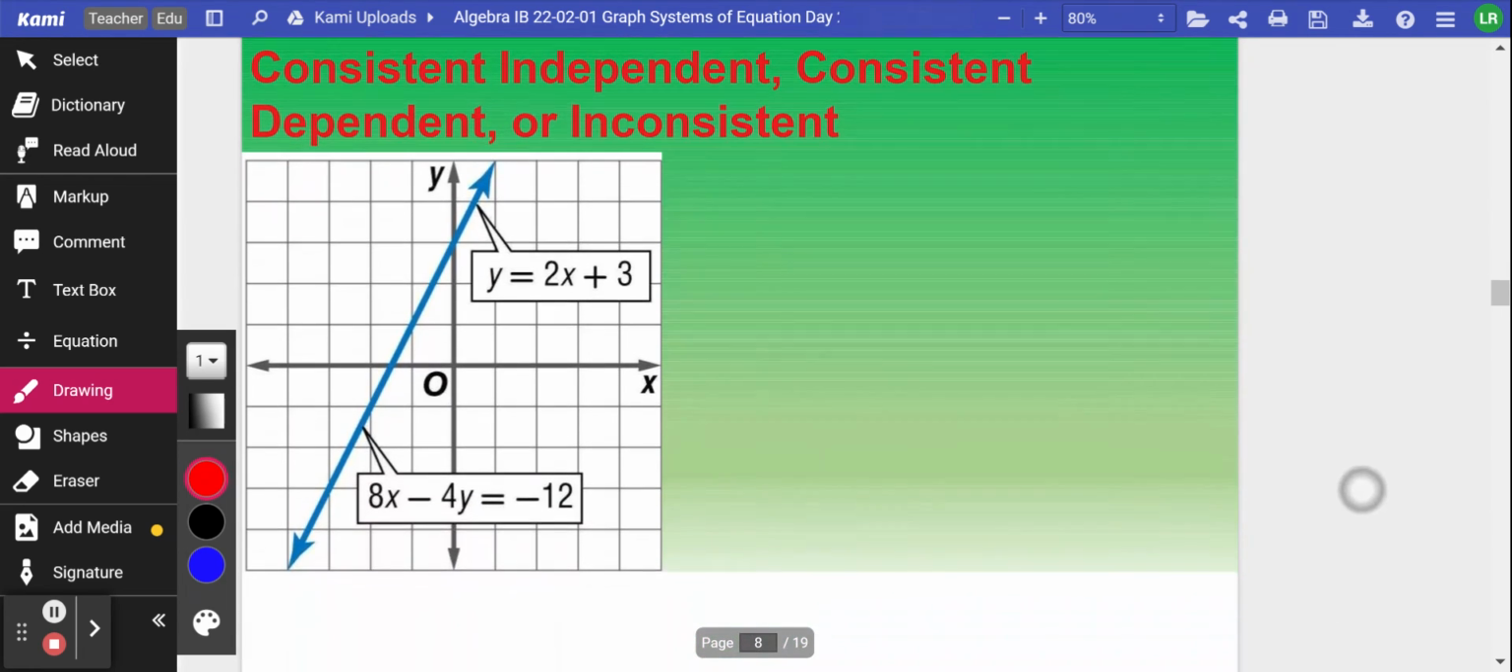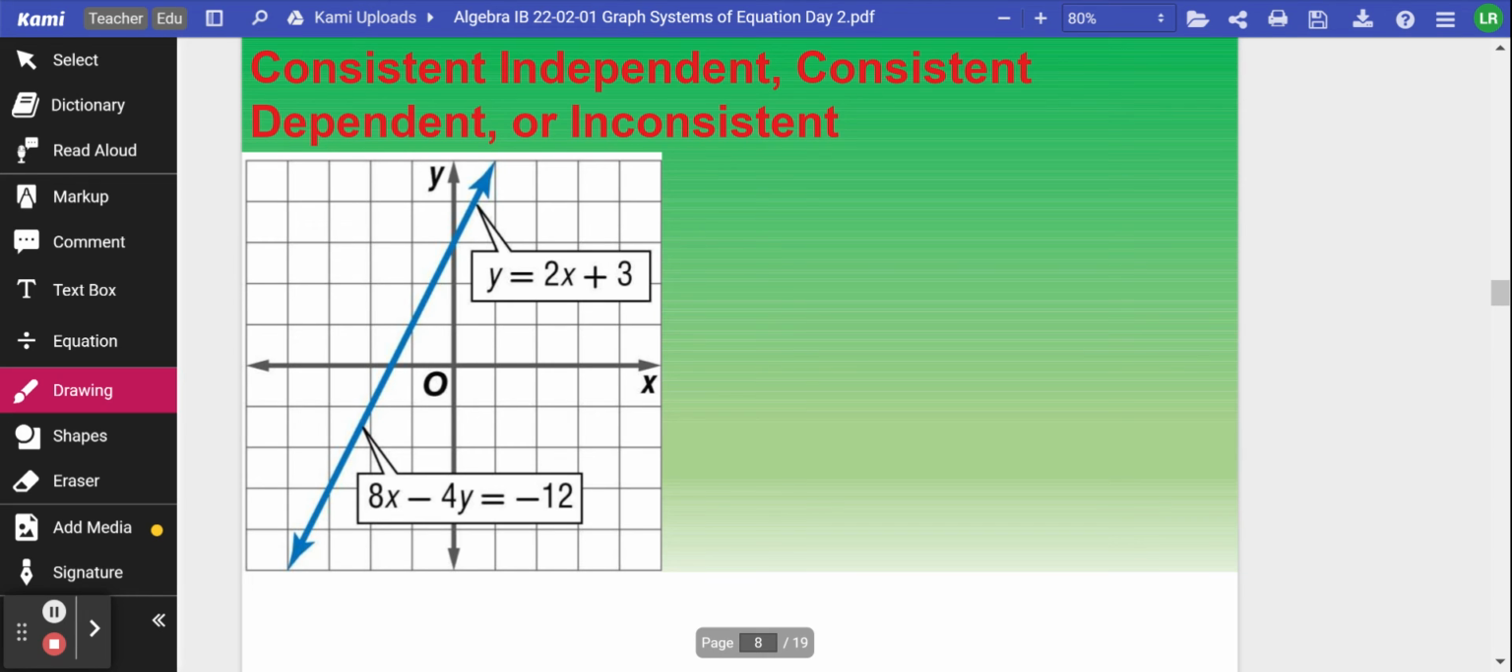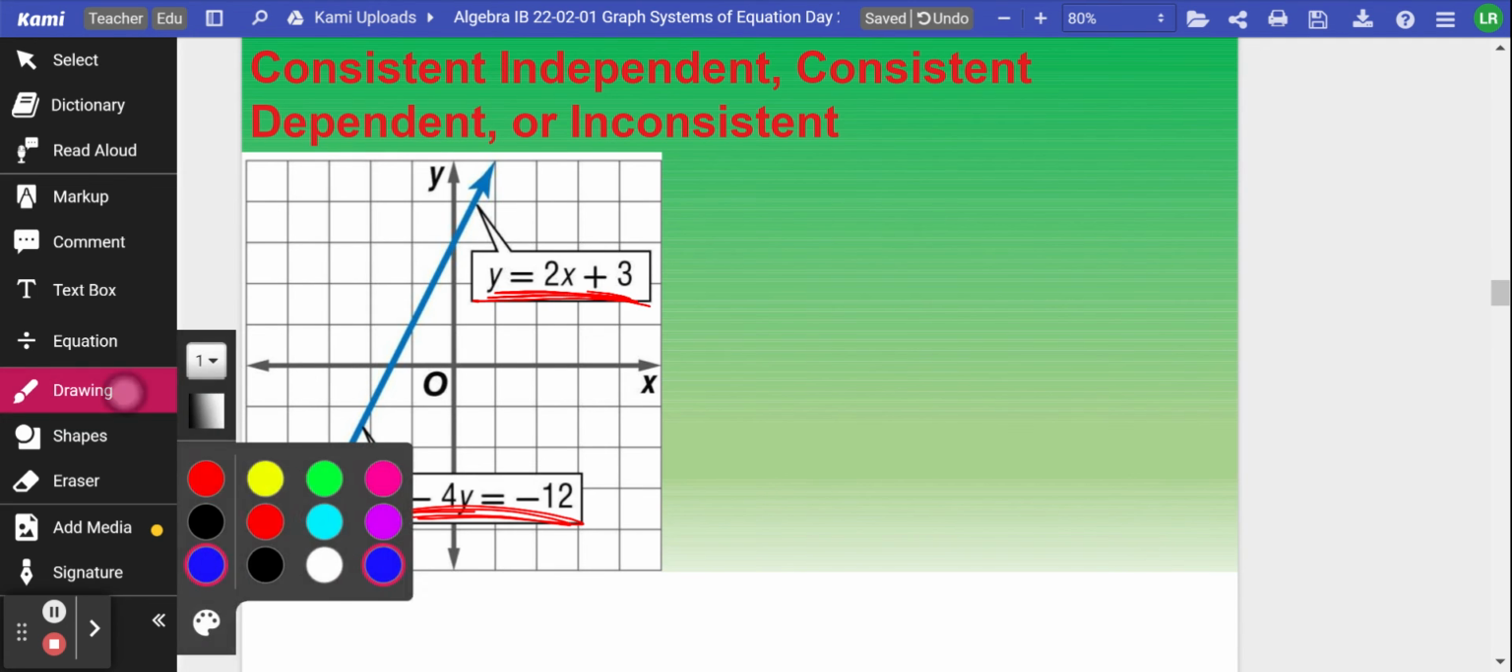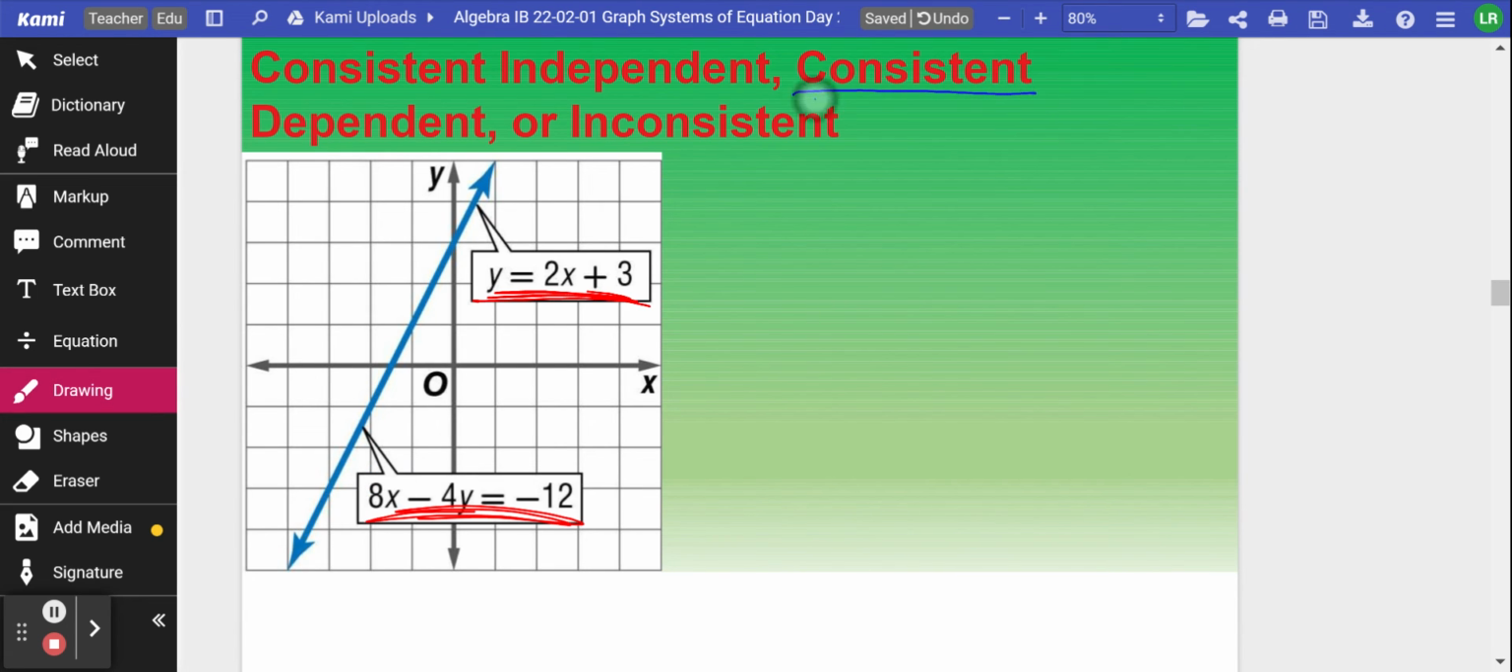Okay, the last type: notice there's only one line on the graph, but there's actually two equations. Well, this particular one is going to be consistent dependent. The lines are one on top of the other. The answer, remember, is infinitely many.